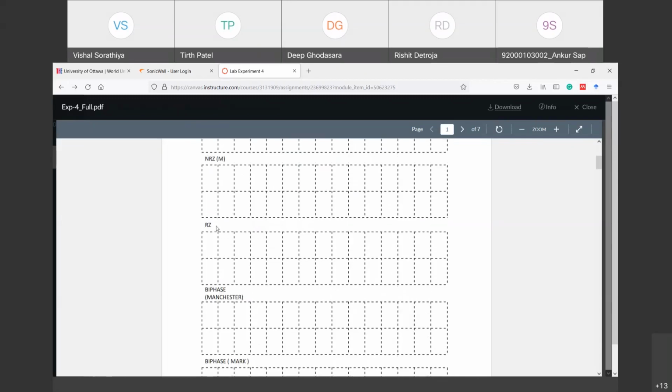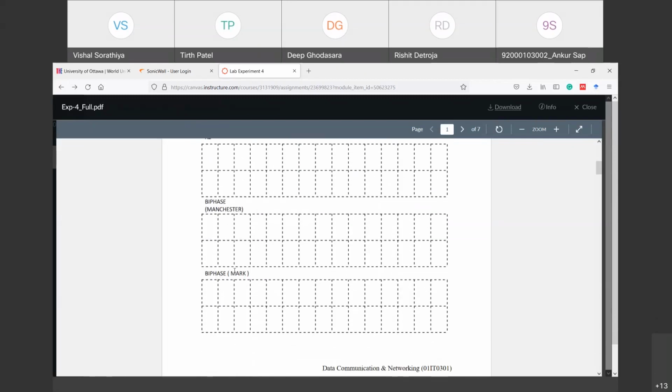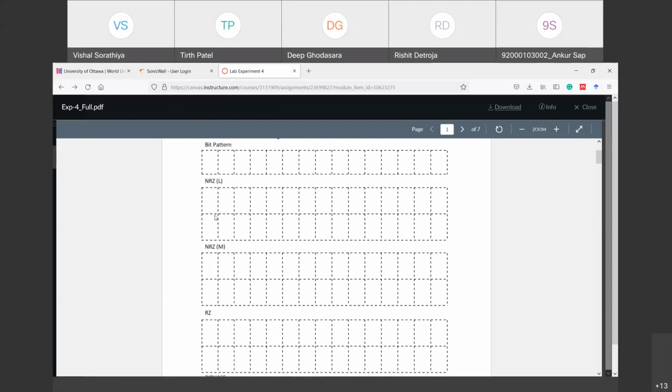Draw RZ, Biphase Mark, write those signals over here, draw the signals over here for that bit pattern.